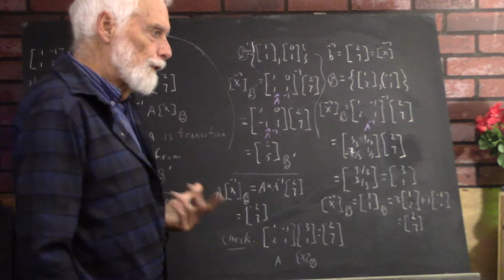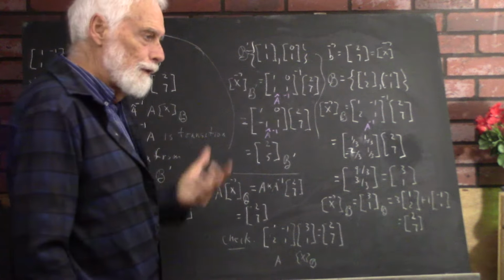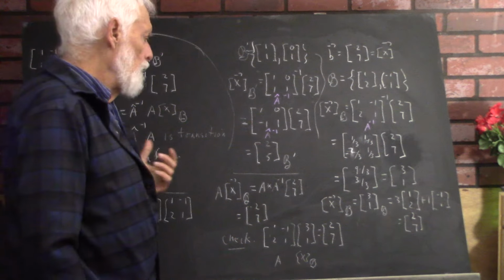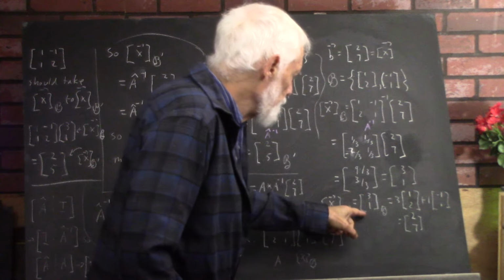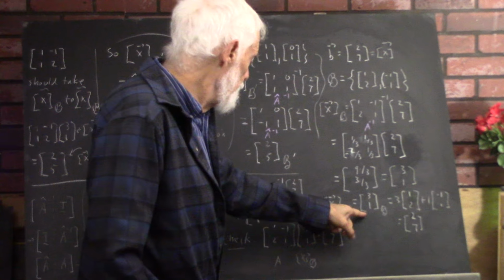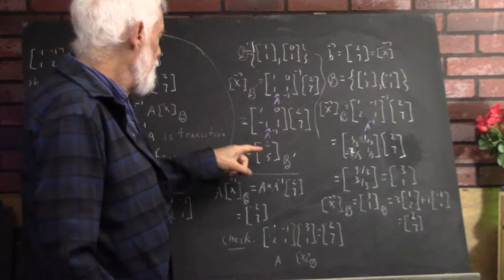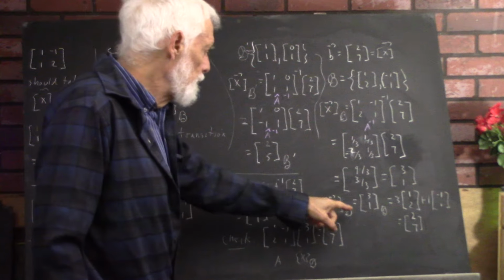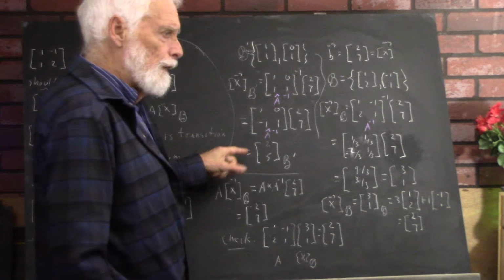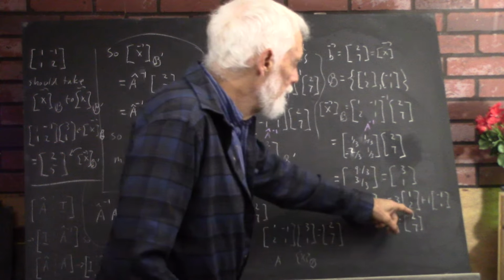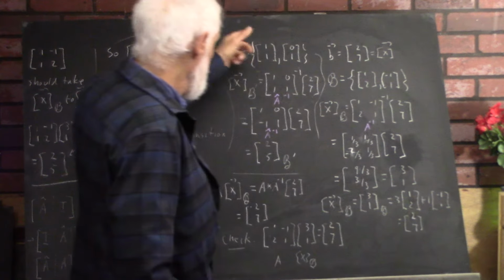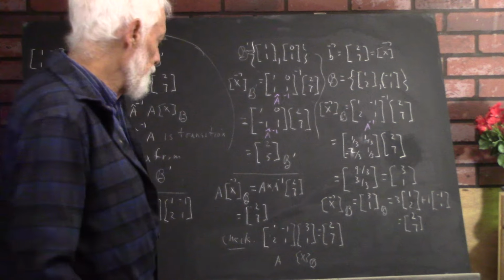Now I'm going to observe something. It's going to be useful when we try to go directly from this representation in terms of basis B to this representation in terms of basis B prime. How do we go directly from here to here? We could go from here to here by simply expressing this in its original form and then inverting that. But how could we do it directly?